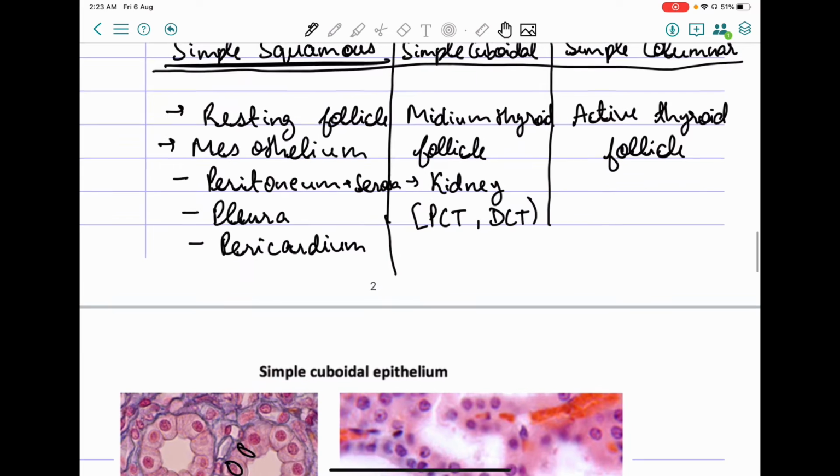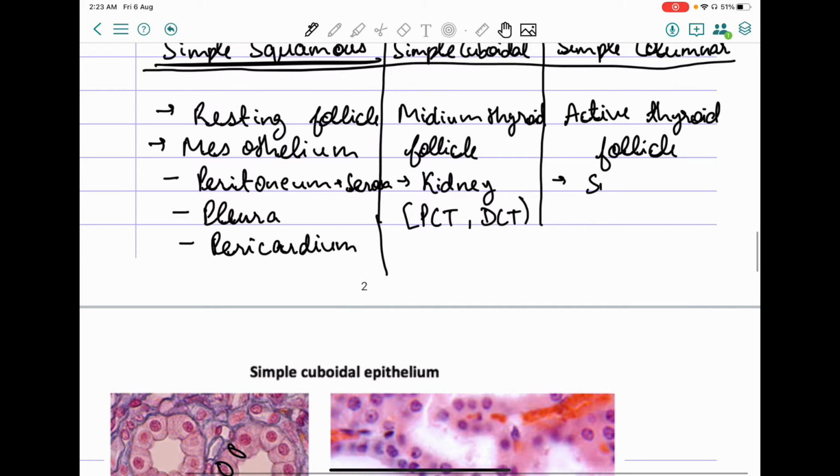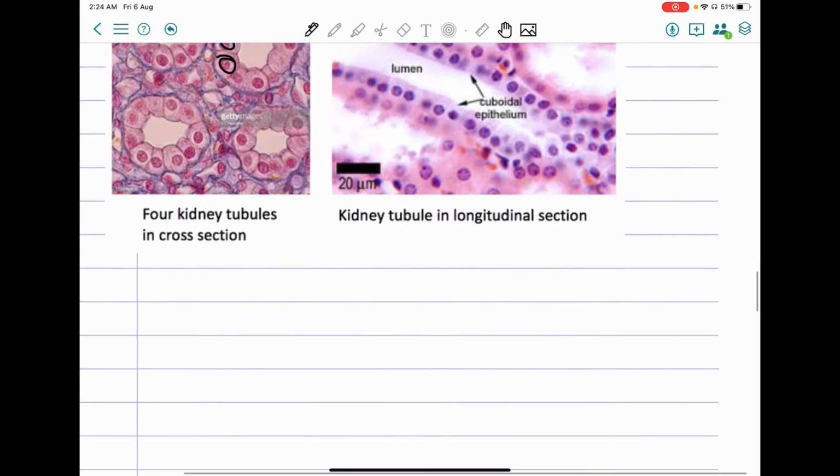Now let's talk about the last one, that is simple columnar. So where are these found? Except the thyroid one, these are found in the small intestine. And where else? That is the stomach. Let's talk about it with a diagram.